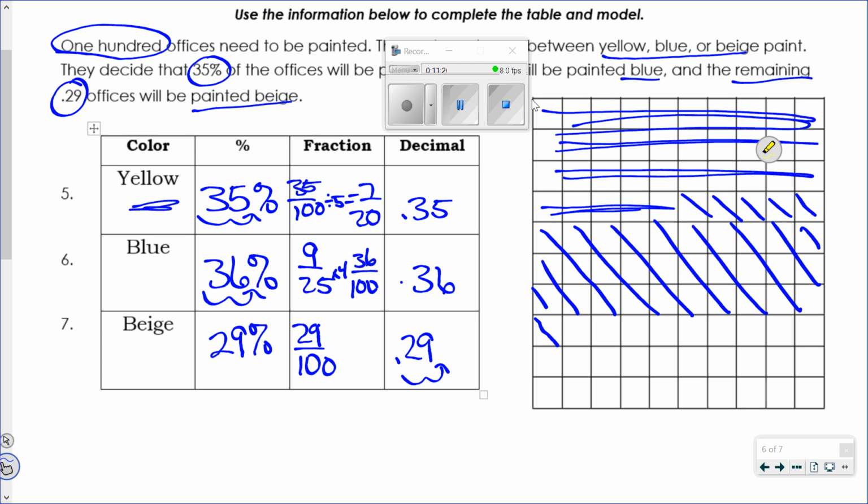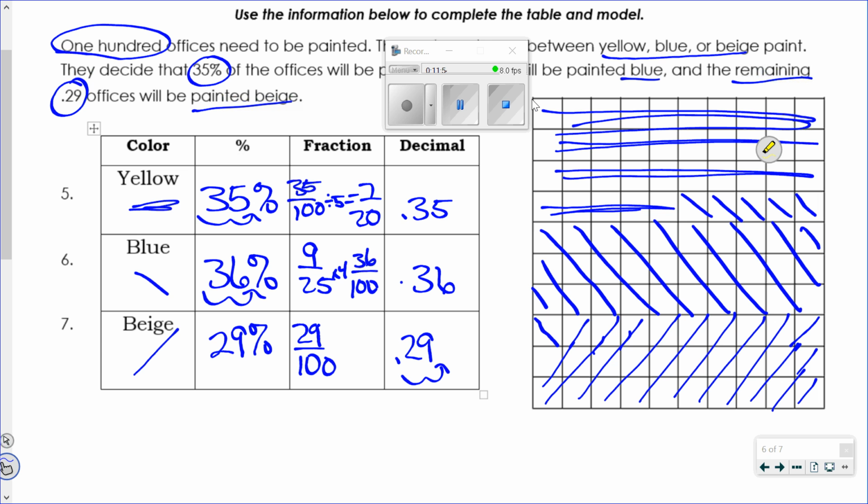And then I have to do one more. And then for the last part, 29, and here's where the check is. If you ended up not covering all of the boxes, you probably made a mistake, right? So 35, 36, and 29, I covered all 100 boxes. So I feel even more confident now that I have the correct answer.